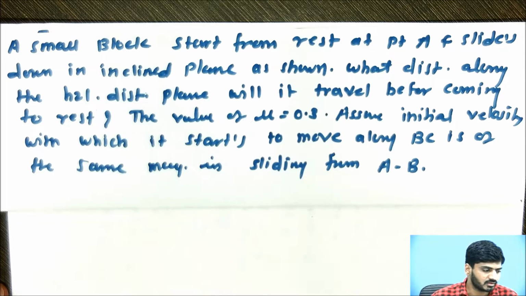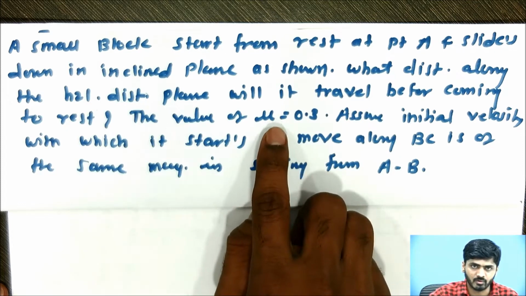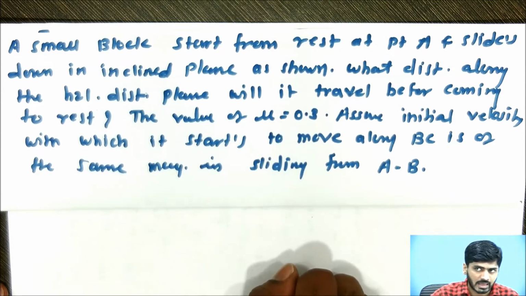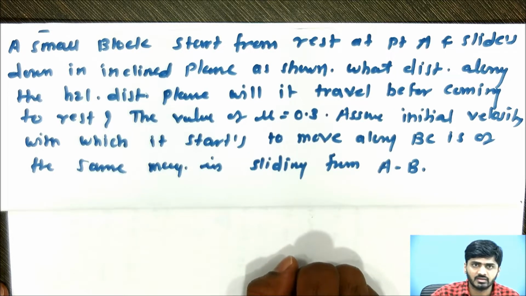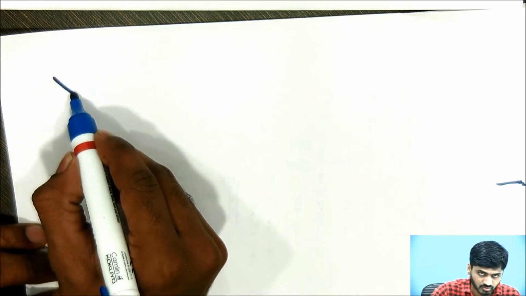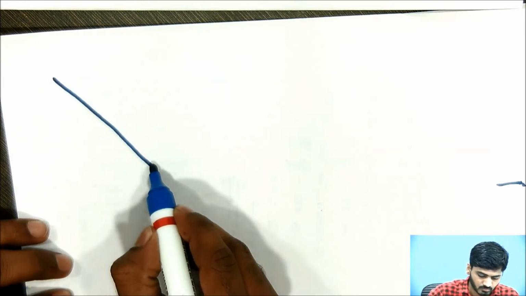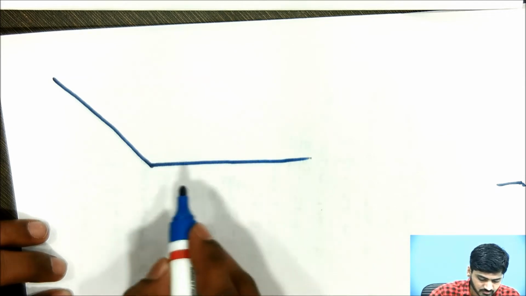Then one more thing, the coefficient of kinetic friction between the block and the plane is mentioned here, that is 0.3. Assume the initial velocity with which it starts to move along BC is of the same magnitude as in sliding from A to B. The small block moves in this direction and slides further.